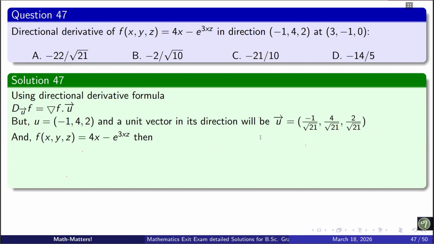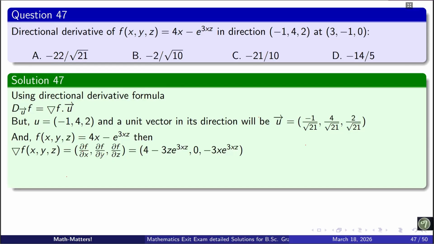Therefore, f of x, y, z is given to be this one, then we have the gradient, that is the partial derivative of f with respect to x, y, and z. The partial derivative of f with respect to x is the derivative of this one. We have 3, we have 4 here, and this could be e to the power of minus 3x times 3z, and therefore we have 4 minus 3z times e to the power of 3xz.